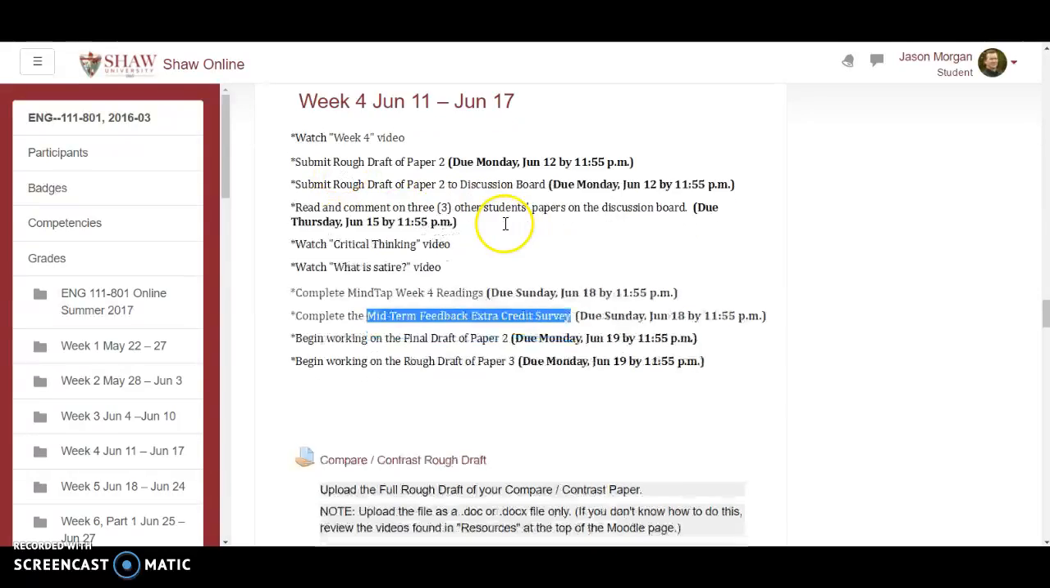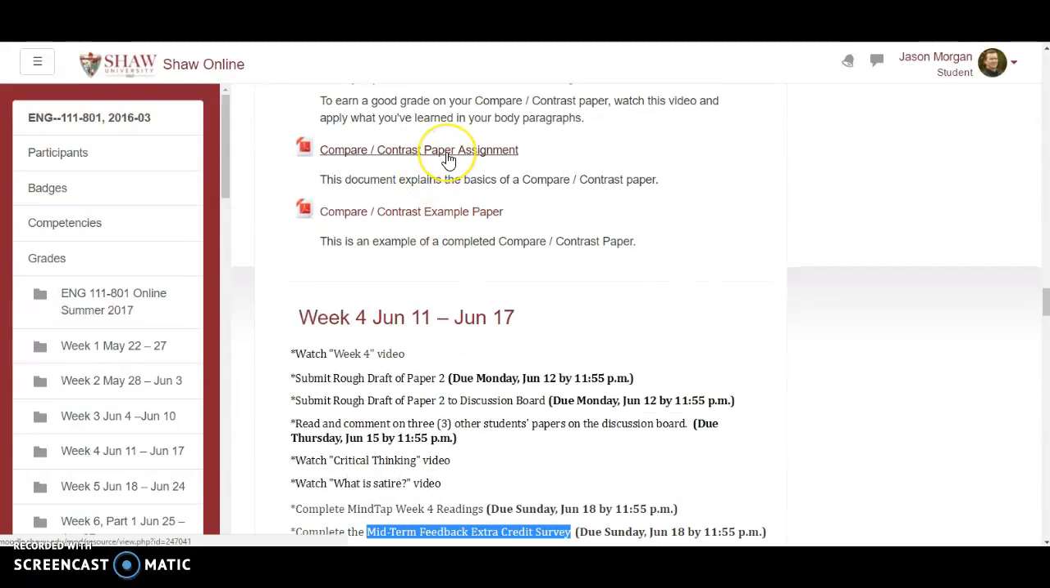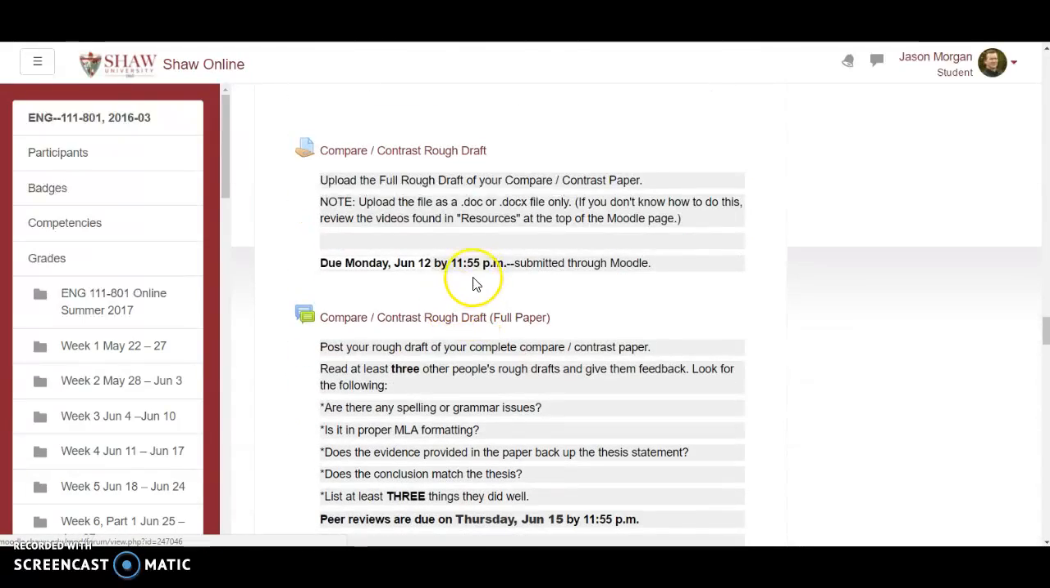So again, you're watching this video. Last week we introduced the compare contrast paper. Go back and watch the video for week 3 if you don't remember what's going on. Okay, and again, there's an example of what one would look like. So when you're done with your compare contrast paper, you're going to upload it here. This is for me as your professor to look at it, give you feedback, and grade it. You're also going to load the same copy to the forums here.